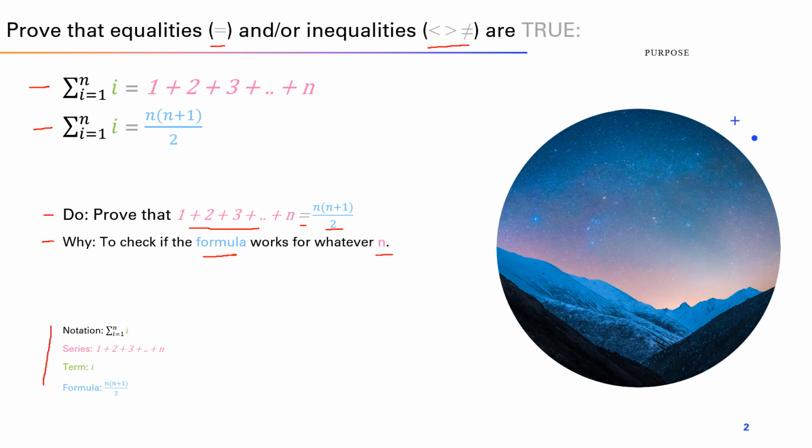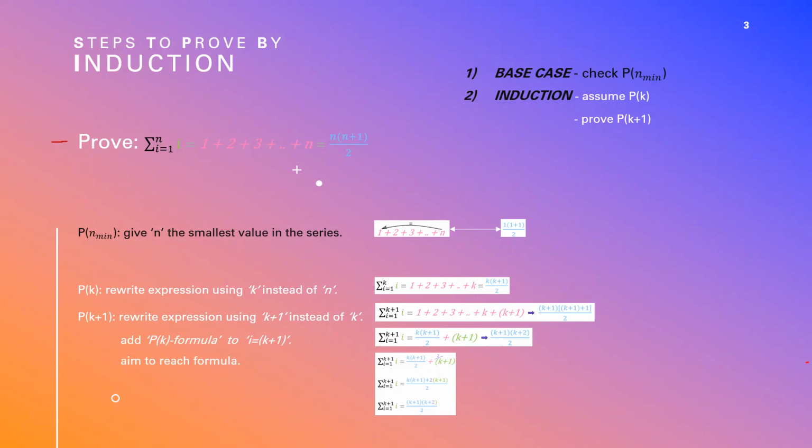These are the definitions. Given that you have to prove this, the induction method has two parts, the base case and the induction. The base case means giving n the smallest value in the series, which equates the series to 1 and then equates the formula to 1. So the series equals the formula, which proves the base case.